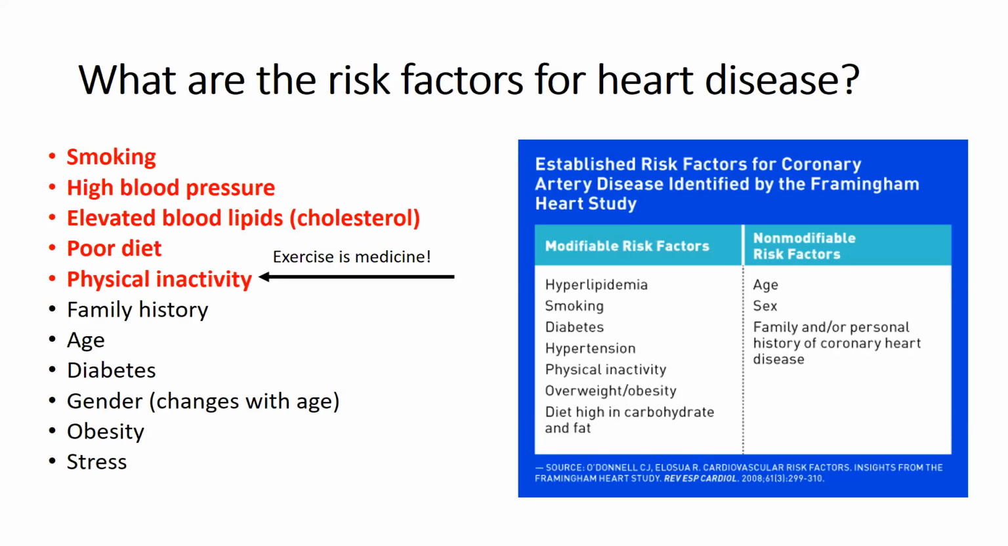And really the most impactful risks, the things that seem to drive higher rates of heart disease, are what I have highlighted in red. So smoking, high blood pressure, elevated cholesterol levels, poor diet, physical inactivity. Those seem to lead the way when we look at risk factors for heart disease. Family history plays a role. As we get older, that increases our risk for heart disease. A history of diabetes can increase the risk, as can gender.